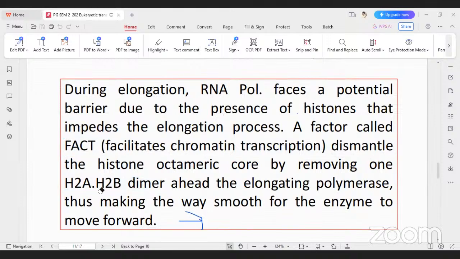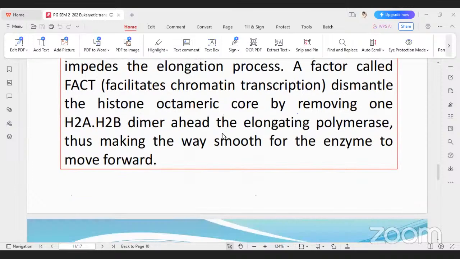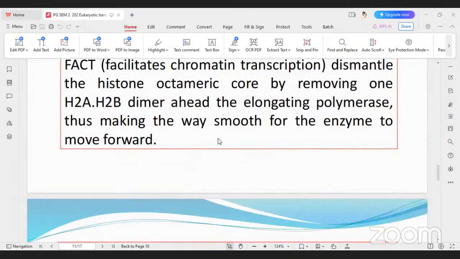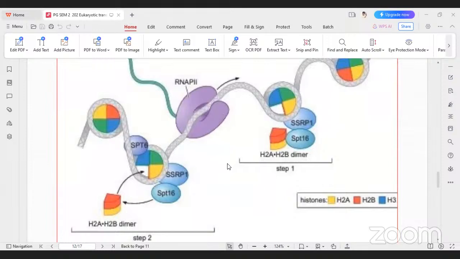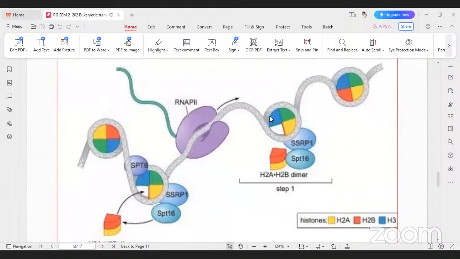Right. Now what is the last step? Elongation is completed, initiation first, right. Termination. Now let's see how it terminates. Here in the given diagram, the RNA polymerase moves forward. Actually, these are the histone proteins. The H2A, H2B dimer is separated with the help of FACT, which is actually not given here. If FACT is attached here, automatically the H2A, H2B dimer is separated. Now it continuously moves in the forward direction.